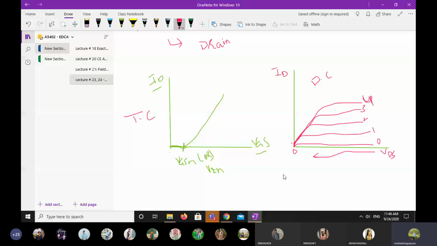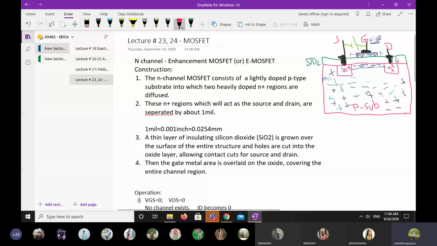But practically, if you make VDS equal to 0, because of the internal repulsion of the electrons, all are electrons only, right? The source region is N, the drain region is N, and the channel is also N. So because of internal repulsion, maybe some positive current, 0.1 or 0.2, may be generated, but that is not negative.